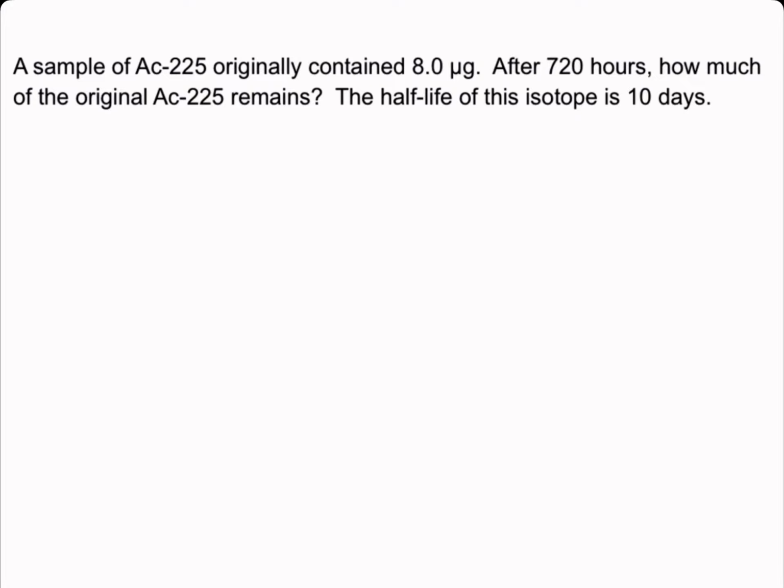A sample of actinium-225 originally contained 8 micrograms. After 720 hours, how much of the original Ac225 remains? The half-life of this isotope is 10 days. We always want to start off with our given. 1 half-life is equal to 10 days. They're asking about a time frame of 720 hours. So we're going to have to convert 720 hours to half-lives.